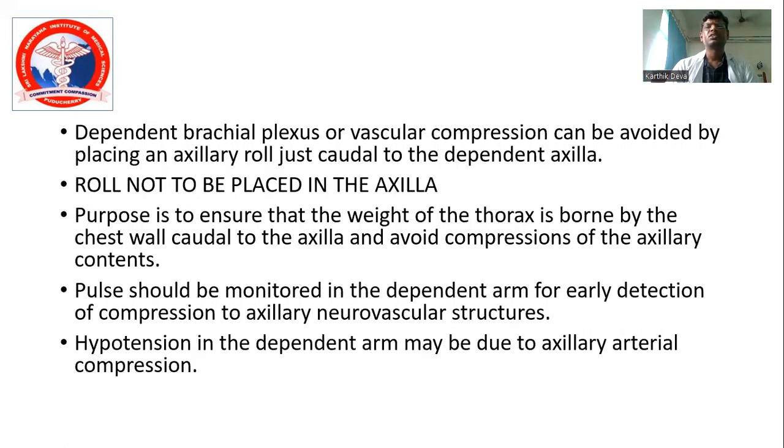Dependent brachial plexus or vascular compression can be avoided by placing an axillary roll just caudal to the dependent axilla. The roll is not to be placed in the axilla, as we have already seen in the picture. Keeping a pad in the axilla might compress the axillary artery or the brachial plexus. The purpose is to ensure that the weight of the thorax is borne by the chest wall caudal to the axilla and avoid compression of the axillary contents.